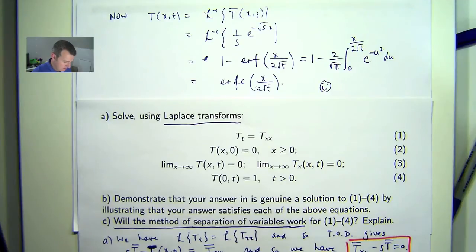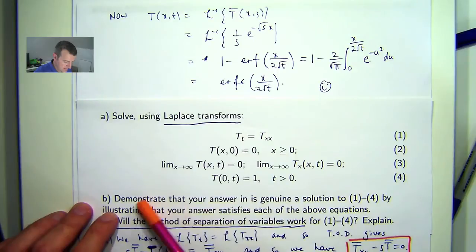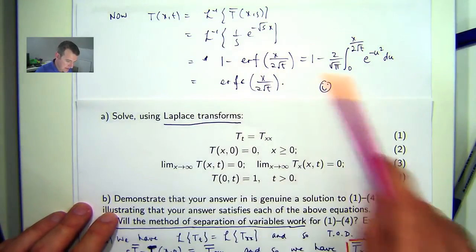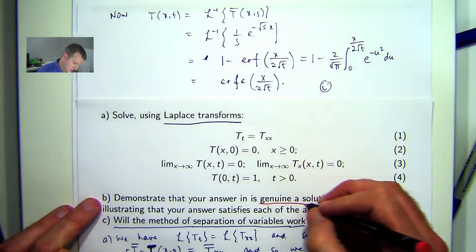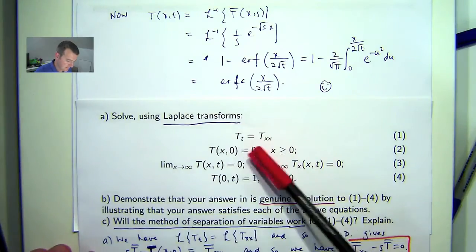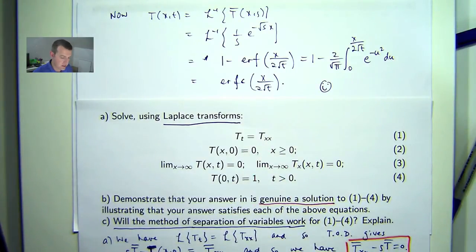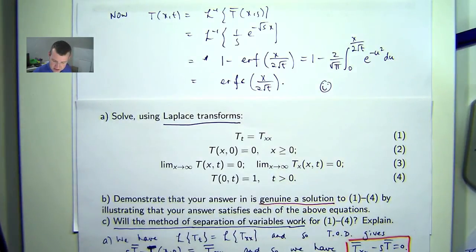Okay, so let's move along and try to answer part B. Demonstrate that your answer up here is a genuine solution to the original problem by illustrating that your answer satisfies each of the above equations. So we've come up with this solution. Let's actually check that it really is correct. Okay, so there's a little bit of differentiation involved and checking of the associated conditions. Okay, so let's just work our way through it.